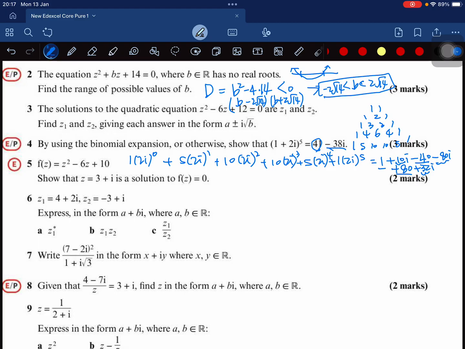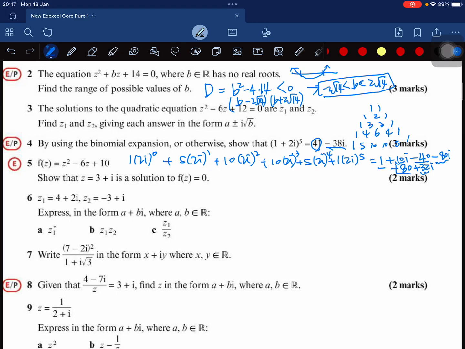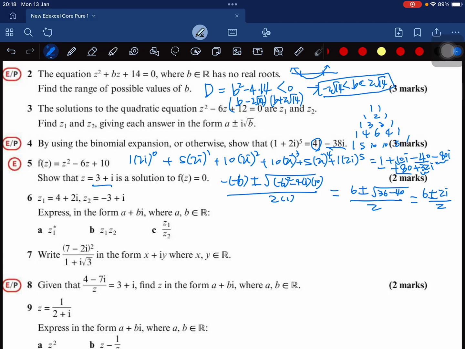Number 5, z squared minus 6z plus 10, find the solution. We can use the quadratic formula for that. So negative b plus or minus the square root of b squared minus 4ac, over 2a. So 6 plus or minus the square root of 36 minus 40, which is negative 4, which means 2i, over 2. So the solutions are 3 plus or minus i. Therefore, 3 plus i is a solution to f of z equals 0.